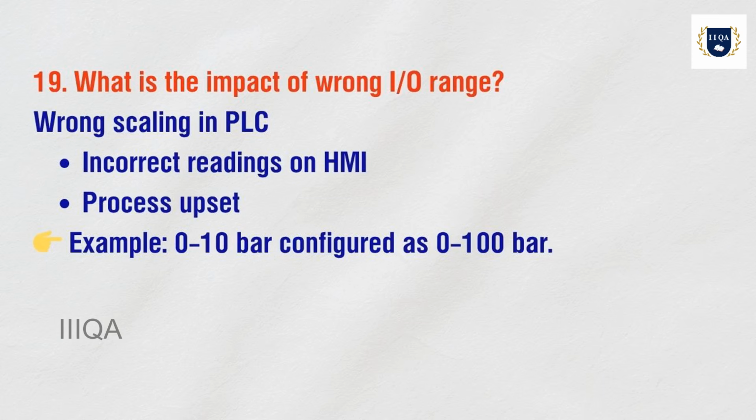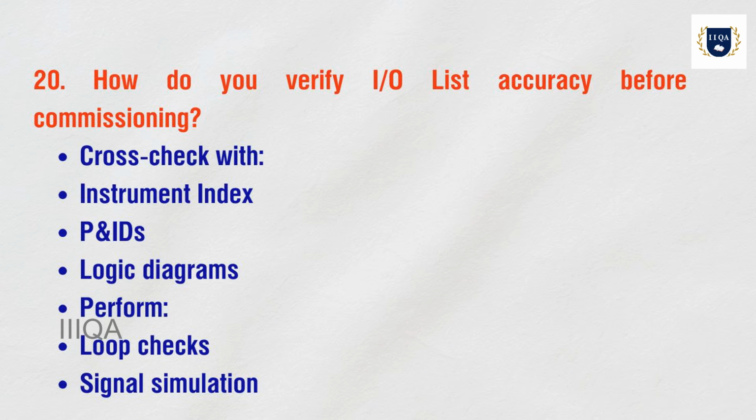What is the impact of wrong I/O range? Wrong scaling in PLC. Incorrect readings on HMI. Process upset. Example, 0 to 10 bar configured as 0 to 100 bar. How do you verify I/O list accuracy before commissioning? Cross-check with instrument index, P&IDs, logic diagrams, perform loop checks, signal simulation.